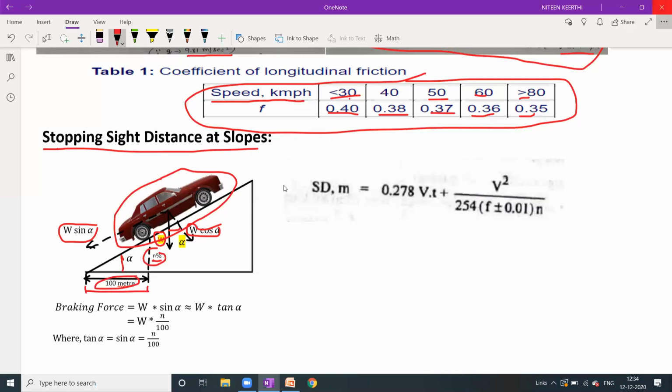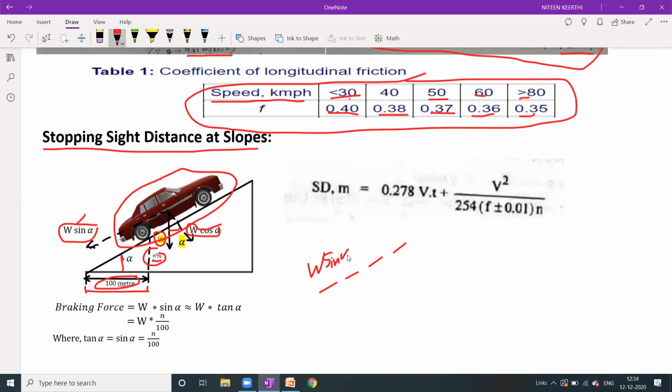Similarly, the same will happen with sine alpha also. For sine alpha, I'll just draw it here so that there will be no confusion. So this is W sine alpha here.